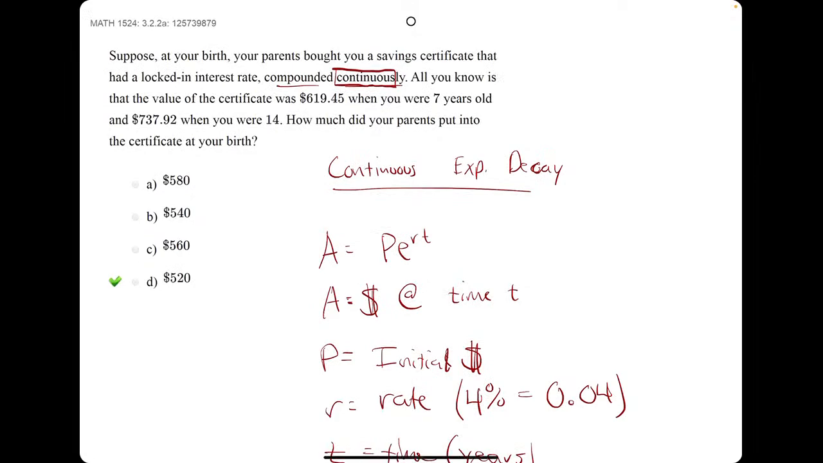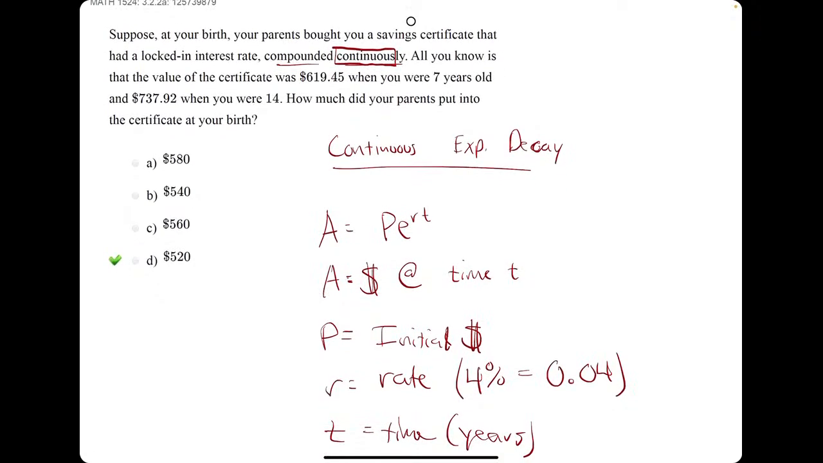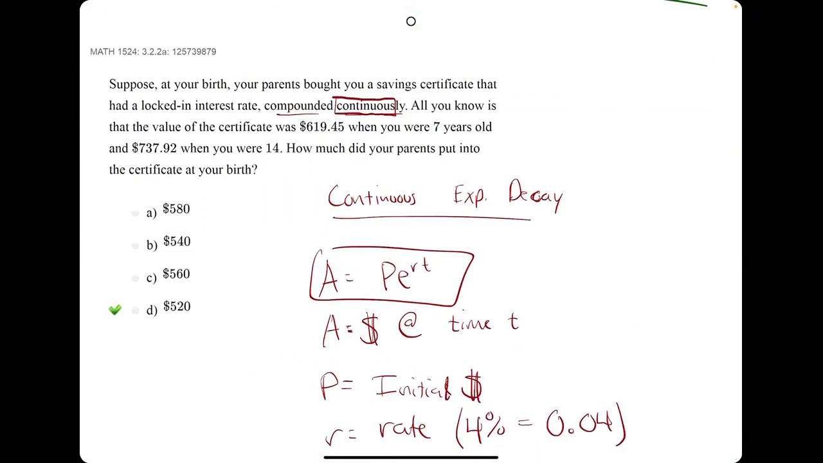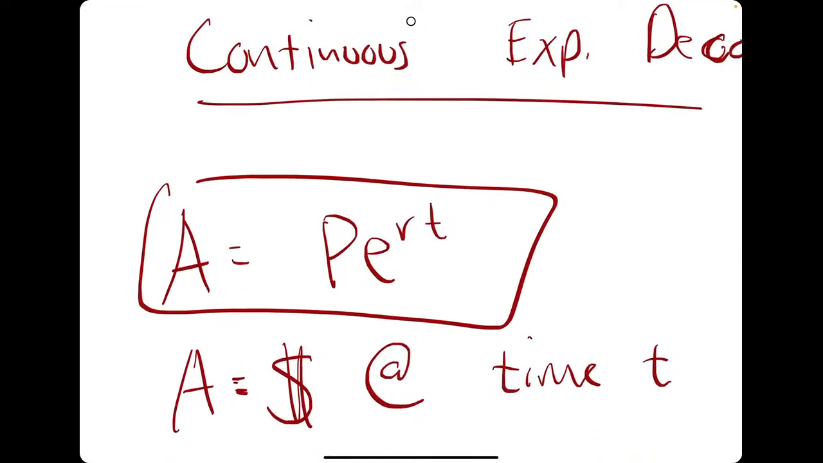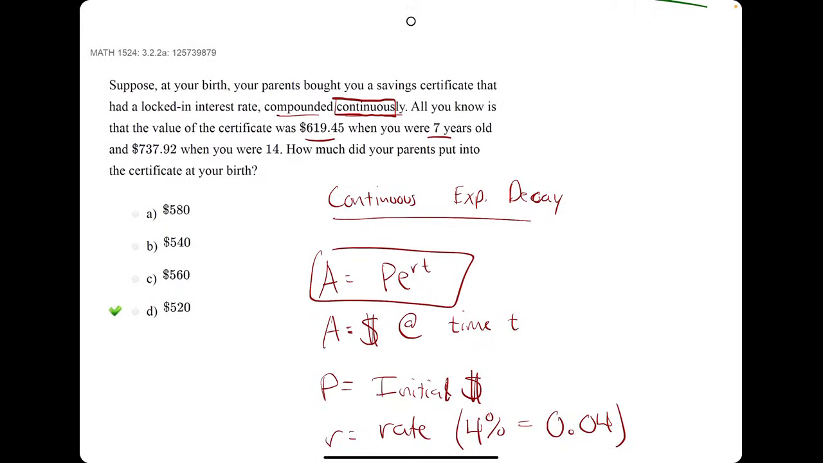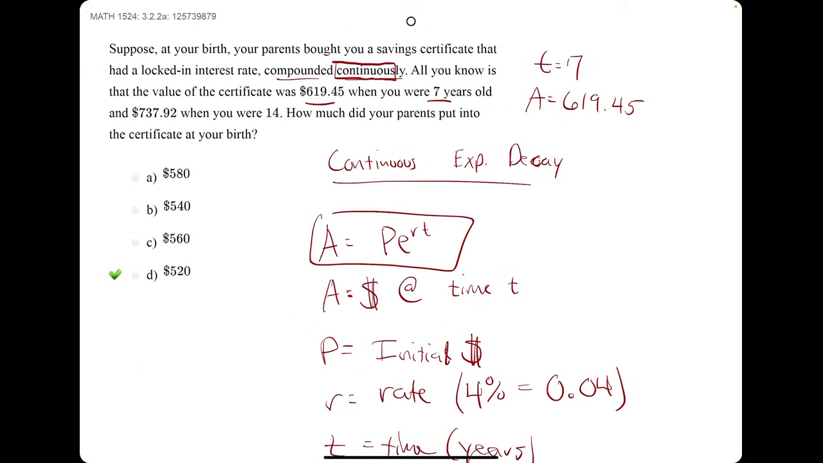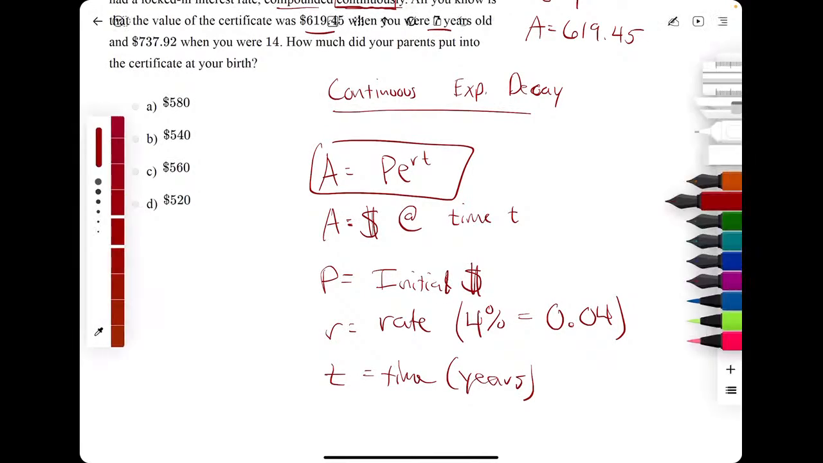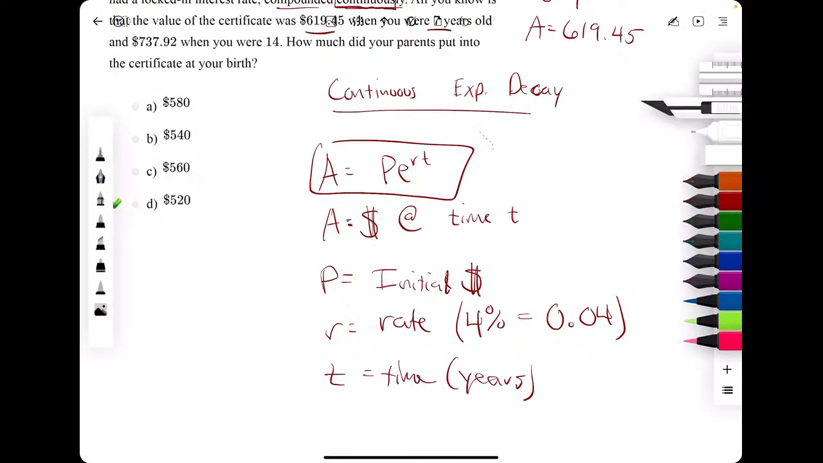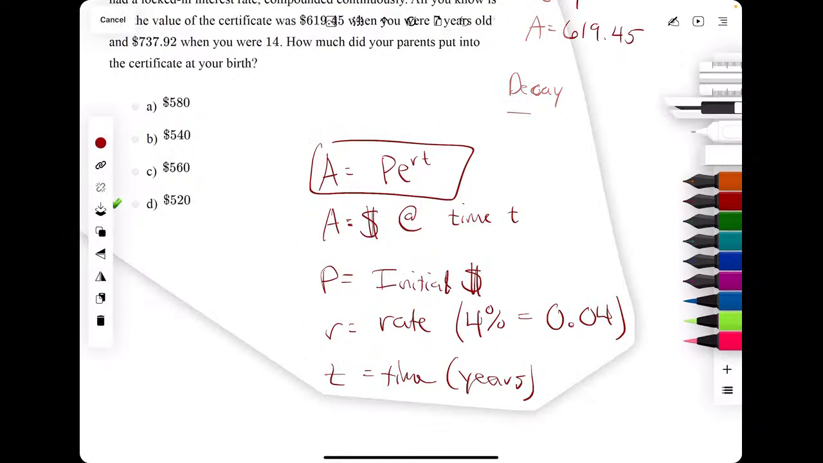This is a great question. I can totally see this on the final, so let's get into it. We're going to use this, again, because they say continuous. We are going to use this first pair of information and plug them into this equation. So it's basically saying at time 7 years, the amount of the investment is $619.45. So we'll plug in t equals 7 and A equals 619.45.